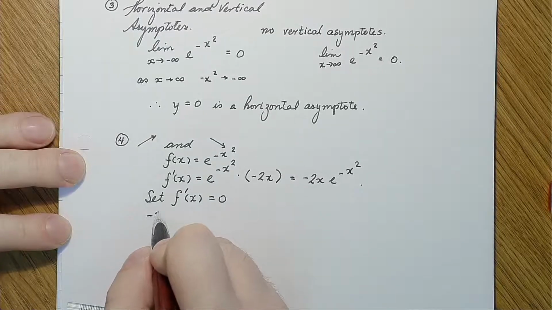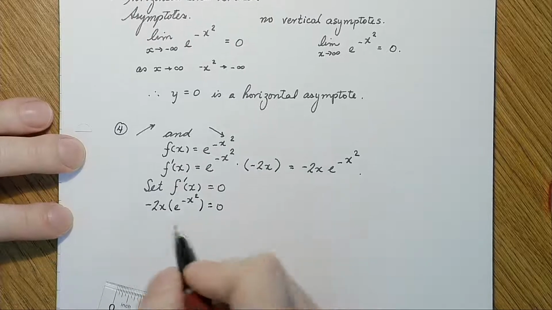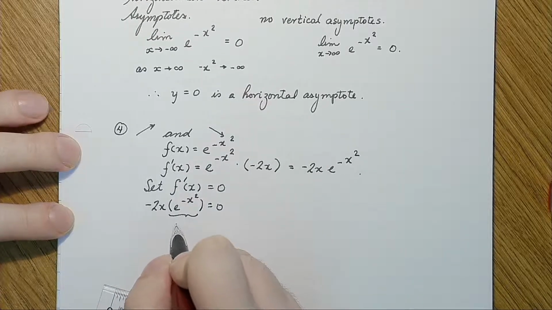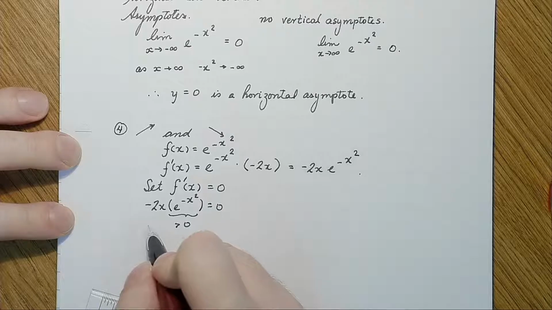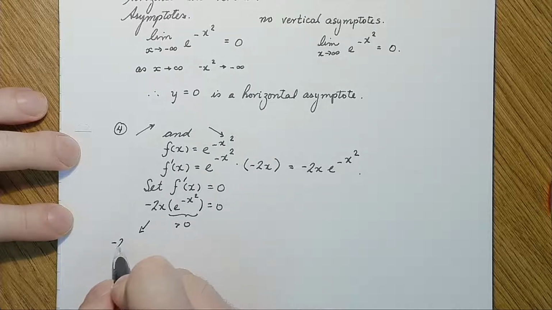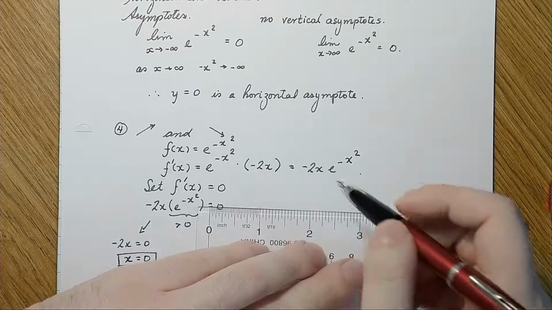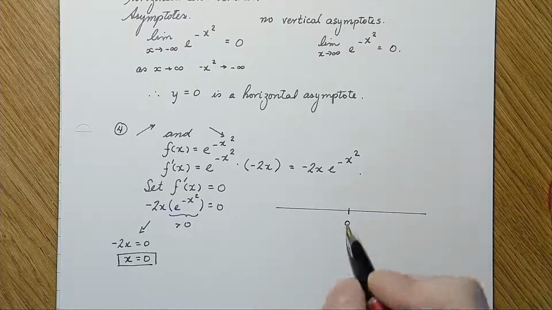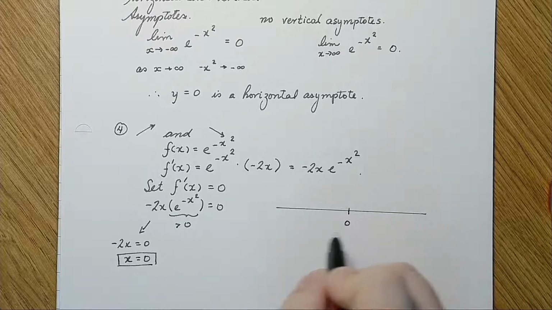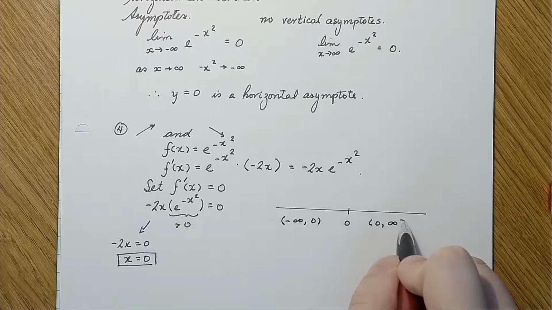And I get minus 2x times e to the minus x squared. Now that is always going to be positive, and so I'm not going to look at that. But over here, I can have minus 2x equals 0, and then I'm left with x equals 0. So that's my critical value that I need to look at. So I have 0, and then from that I have minus infinity to 0, and from 0 to infinity.